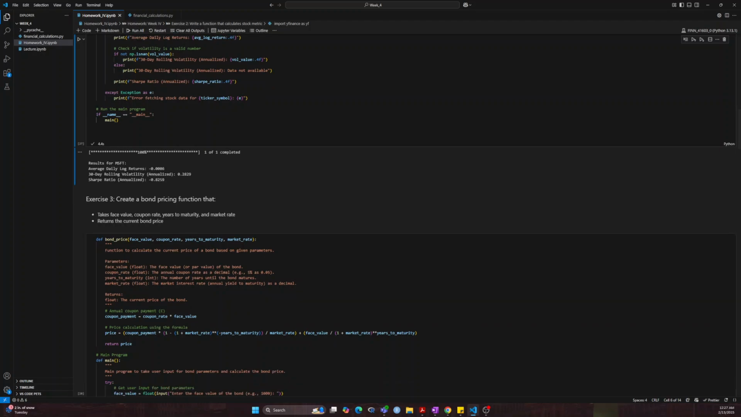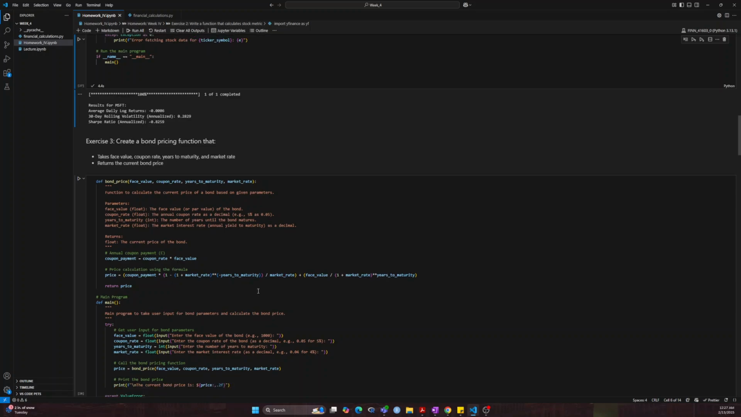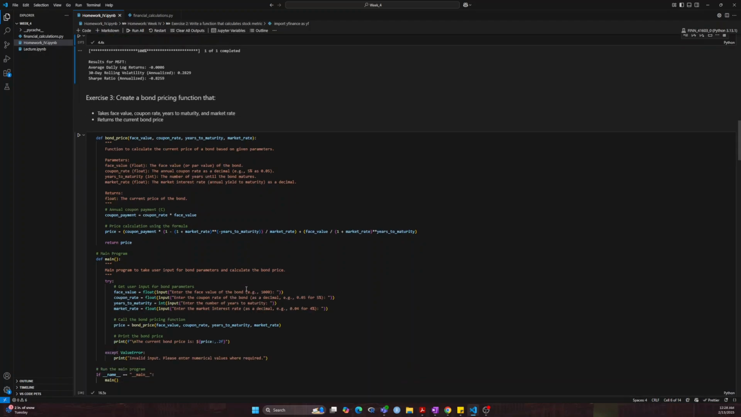And then moving on to exercise 3, the bond pricing function. In this section, I created a function to calculate bond prices based on the face value, coupon rate, years to maturity, and market interest rate. Bonds are evaluated by discounting future cash flows, coupon payments, and face value at the market rate. The formula I use follows the standard bond pricing calculations, which you can see in this line right here, which I highlighted. And then it returns the price.